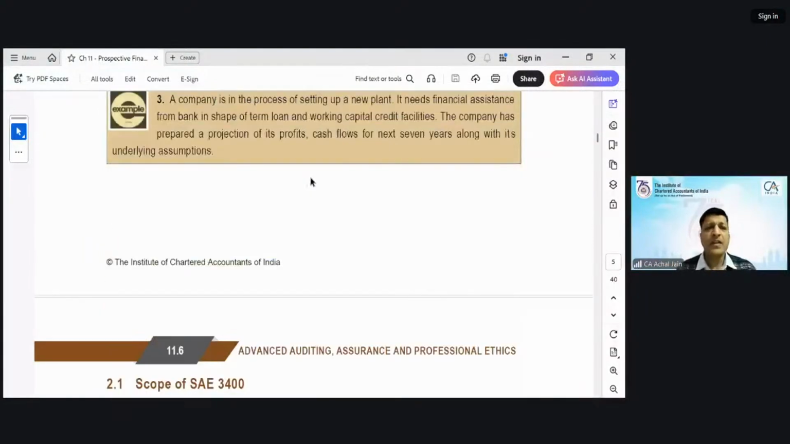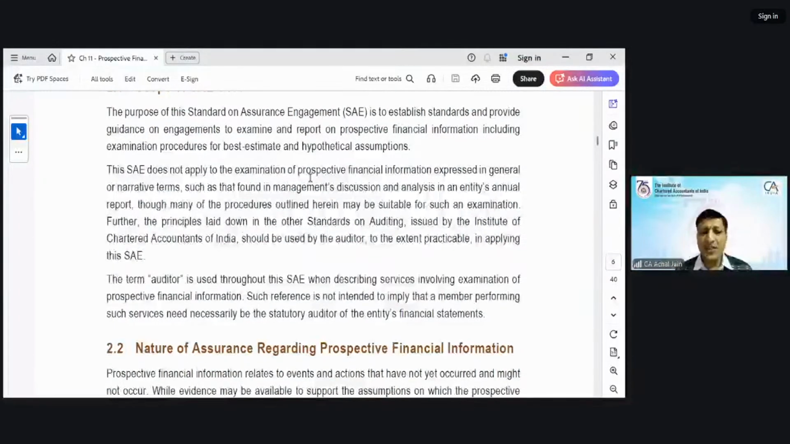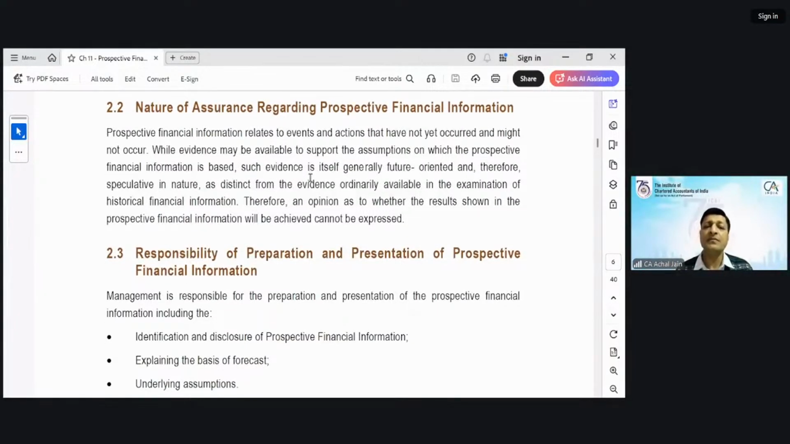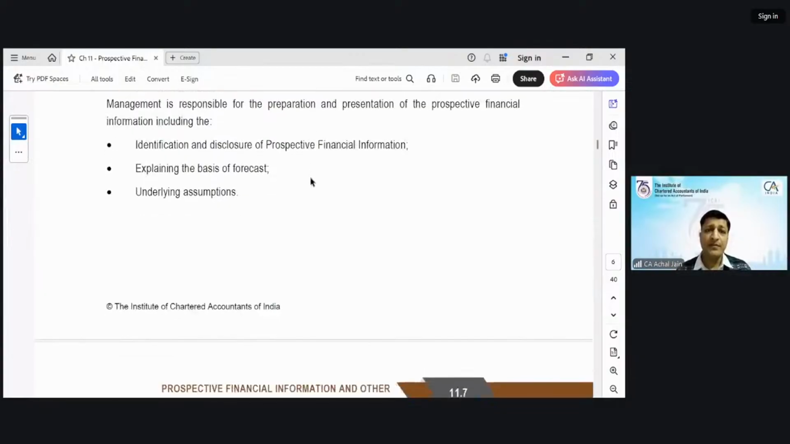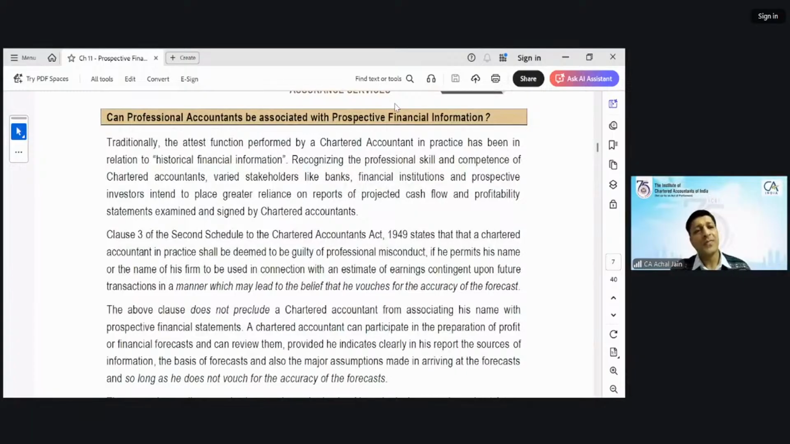Now, as regards this requirement of the examination, whose responsibility will it be to prepare and present the prospective financial information? It has to be the management, right? The management will remain responsible because management will prepare this and management will present this. When it comes to the format or the criteria, the management will pick it up, along with the basis and the assumptions. All of these things are going to be prepared by whom? Of course, it's the management.